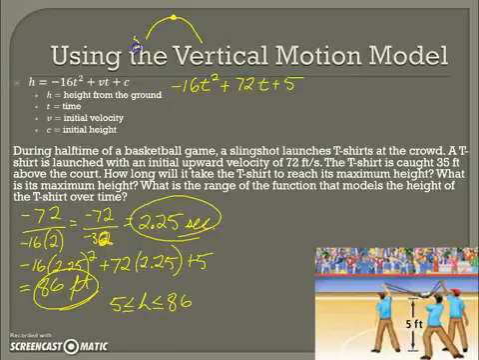Right? Because if it starts here at 5 feet and then it lands right here at 35, the lowest value it's going to be is 5. It never gets to the ground. The highest value it's going to be is this 86. So here is the range of my data. I could write that as a compound inequality.